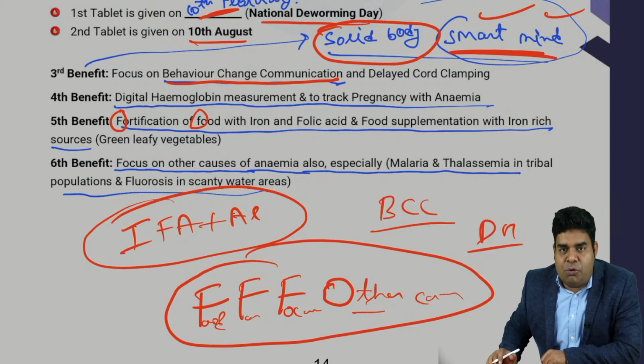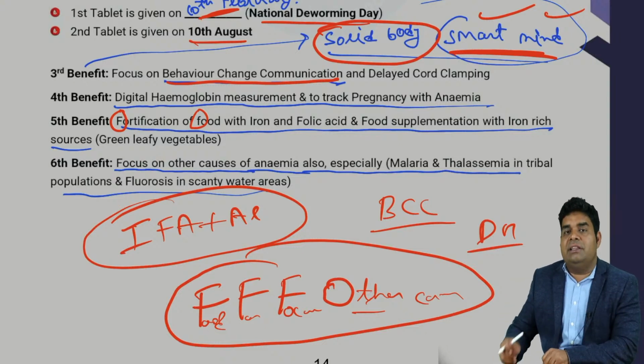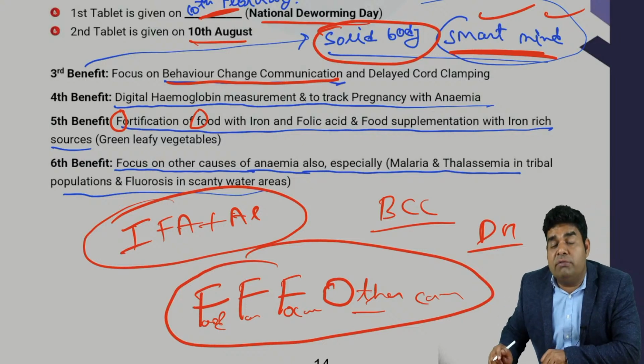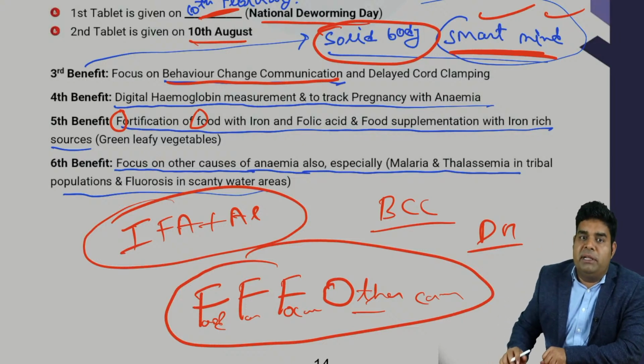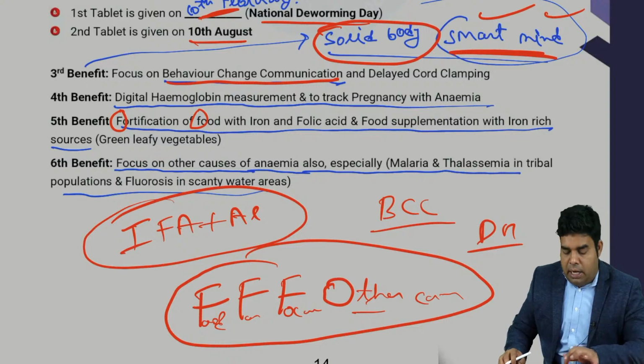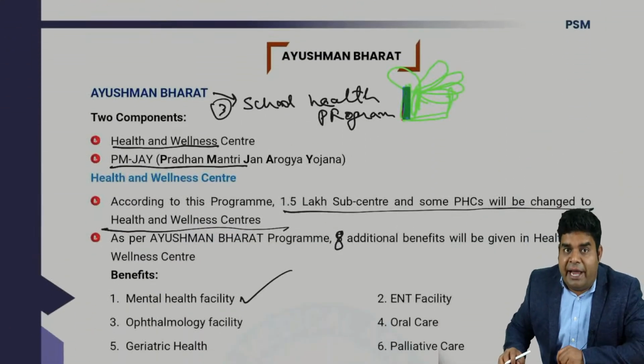They have already asked the question from the interventions. They can ask which of the following is not an intervention of Anemia Mukt Bharat. So do remember the 6 interventions which are there. After that, we can revise Ayushman Bharat very quickly.